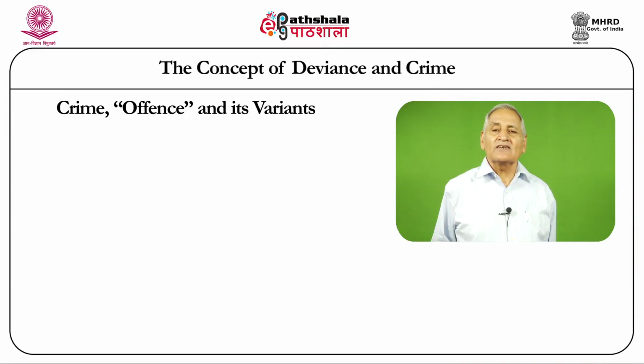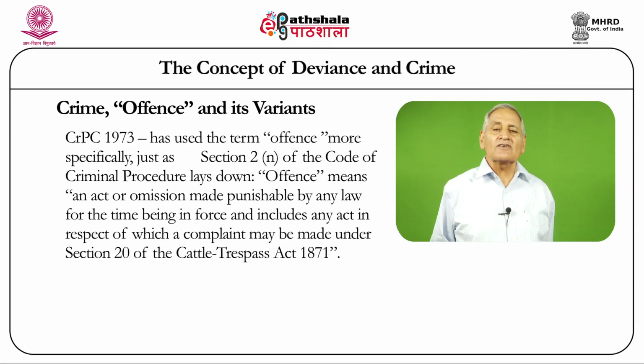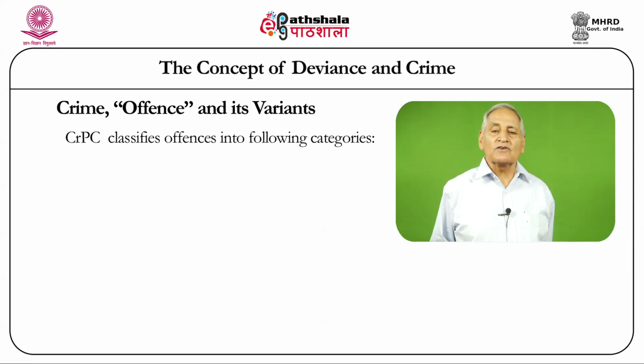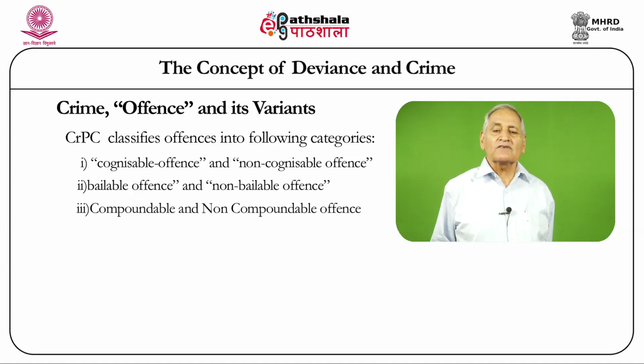Now, crime and offense and its variants. In the Indian Penal Code, section 40 of the code defines an offense and denotes a thing made punishable by the code. According to this, crime is a generic term, and offense relates to a specific prescribed conduct covered by each offense. CrPC 173 has used the term offense more specifically, just as section 2(n) of the Code of Criminal Procedure lays down, offense means an act or omission made punishable by any law for the time being in force, and includes any act in respect of which a complaint may be made under section 20 of the Cattle Trespass Act. CrPC classifies offenses into the following categories: cognizable offense, non-cognizable offense, bailable offense, non-bailable offense, compoundable offense, non-compoundable offense.